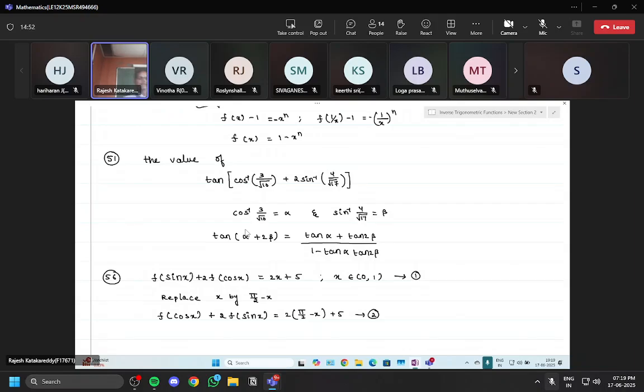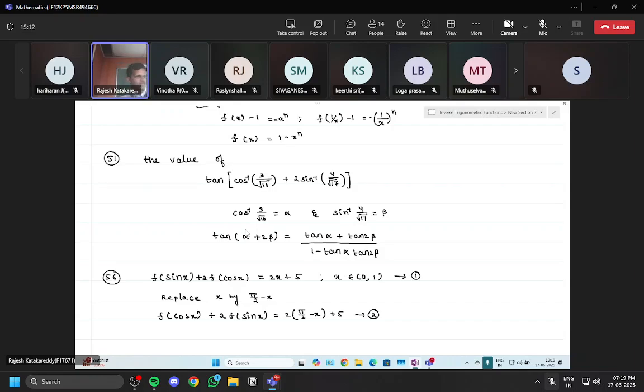You will get f of sin x is equal to something. Once you have f of sin x, use the replacement property again. I need f of x. For that I need to replace x by sin inverse x. Clear? If I have f of cos x is equal to something, I replace x by cos inverse x.